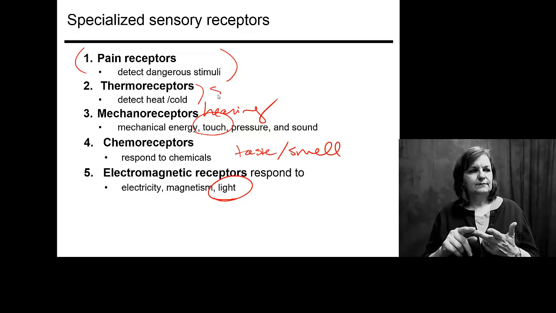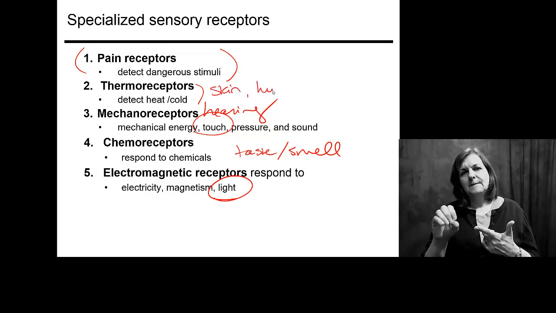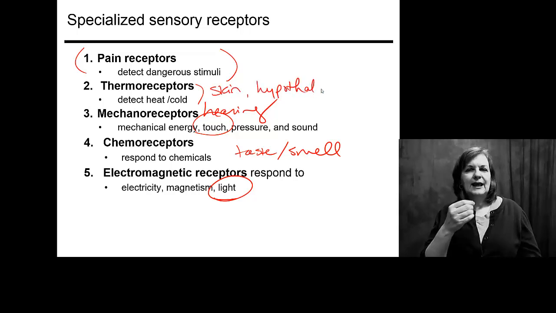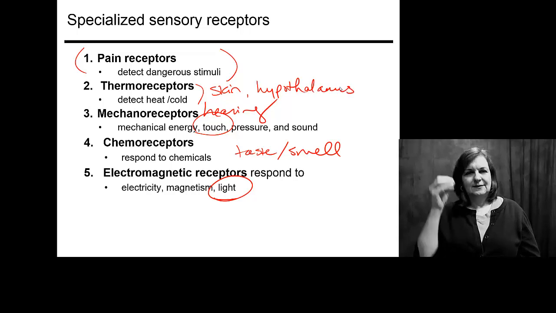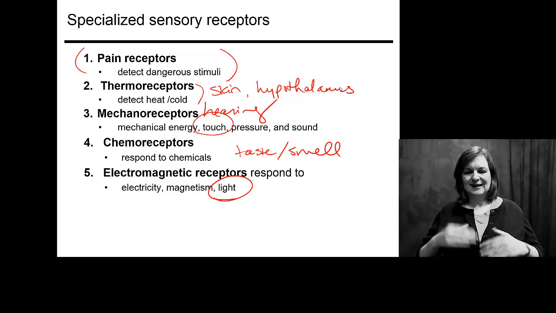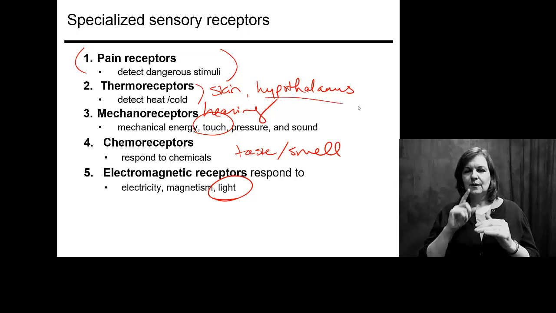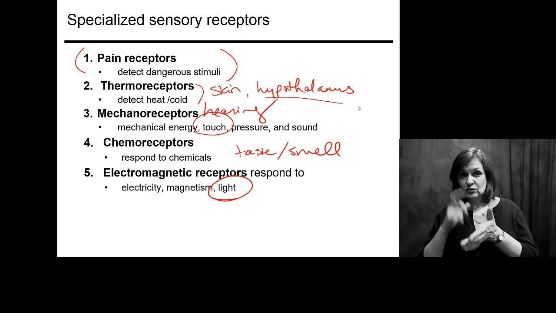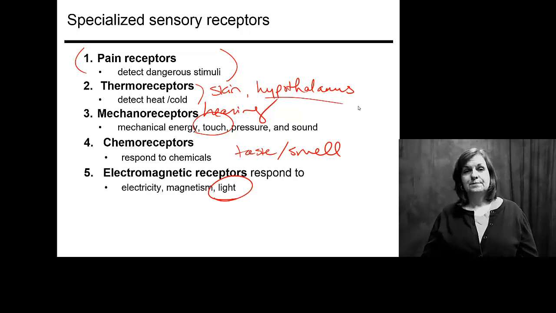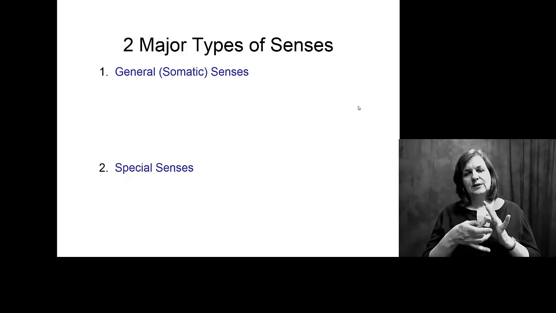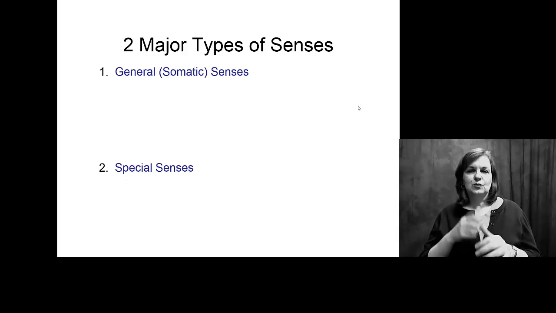Thermoreceptors, of course, are particularly associated with your skin and your hypothalamus. Remember, your hypothalamus is responsible for helping to regulate your internal homeostasis. So being full of temperature receptors is actually really important. We'll talk about all of these as they associate with your different senses, but let's think first about categorizing your senses.